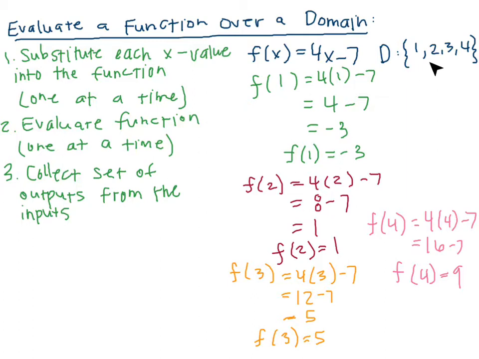Remember, the domain is the input, so I took 1, 2, 3, and 4, and I put them into the function. What came out was my range. So the numbers that came out of the function were negative 3, 1, 5, and 9.